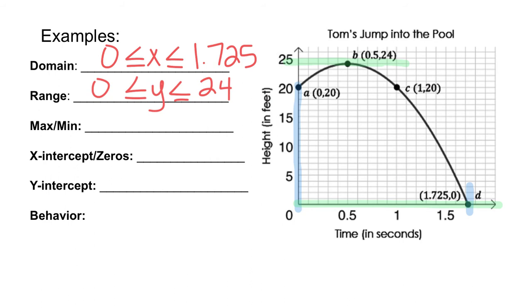Now this graph does have a maximum. It has a highest point at 24. It also has an x-intercept. It touches my x-axis one time right here at (1.725, 0). It also has a y-intercept at this point right here, (0, 20).